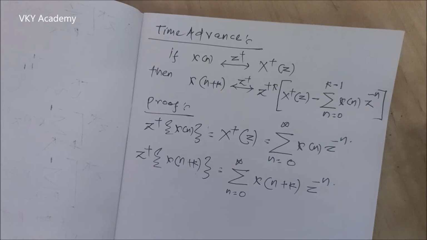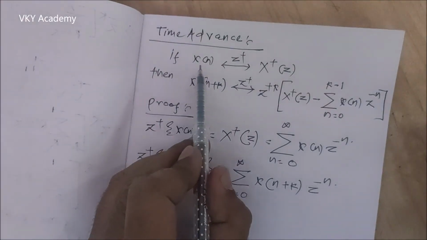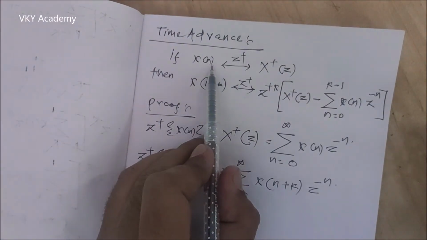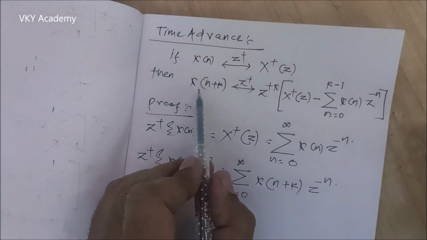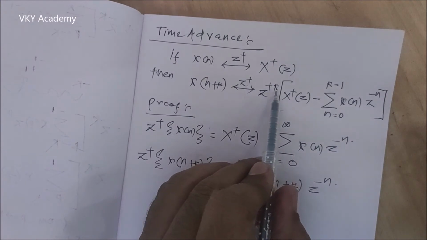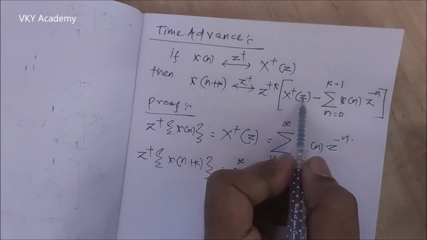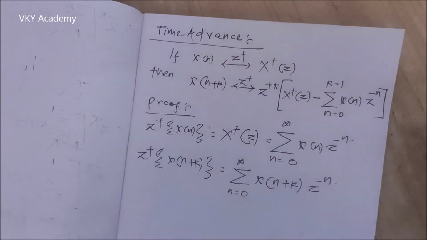So let us see how to prove the time advance model of the shifting property for the one-sided Z transform. As we know, if the one-sided Z transform of x of n is X plus z, then the Z transform of x of n plus k will be z to the power plus k into X plus z minus summation n equal to 0 to k minus 1 x of n z to the power minus n. So let's prove it.